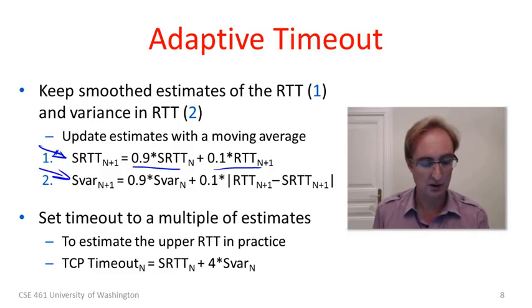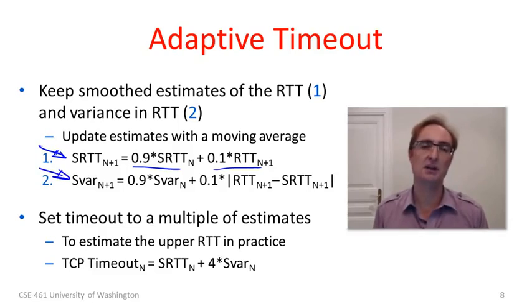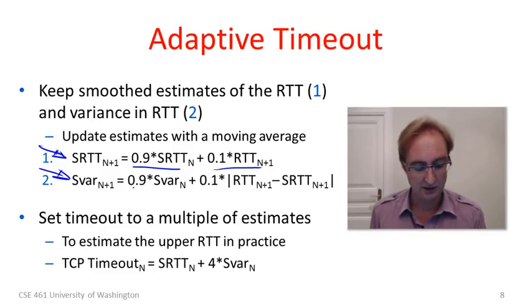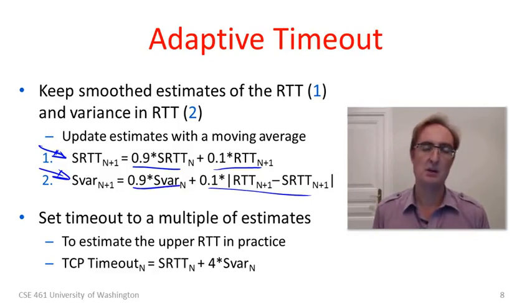We'll also run a similar estimator for the variation, and for this we simply keep 90% of our estimate for the variation from the last time, that's this factor, and then we fold in 10% of a new sample. And the new sample can just be the difference between the round trip time we just got and the smooth round trip time, because that's some estimate of how much it's jumping up and down. This is technically the deviation.